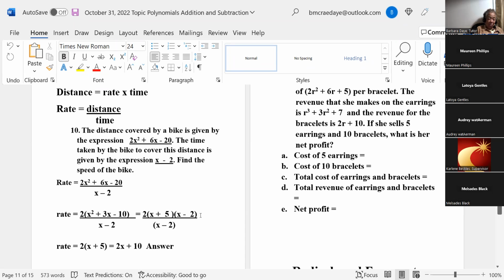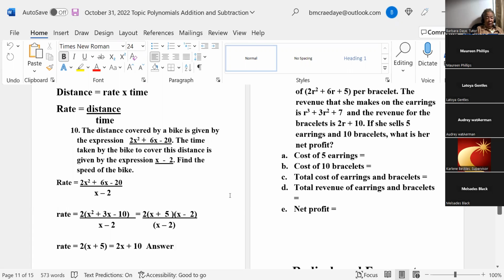So the signs have to be unlike, right? You want to get a plus 3. So that means the bigger number's got to be the plus, the 5. So when you add them, you subtract the 2 from the 5 and you get a plus 3. Okay. You follow, Mercedes? That's how we got the x plus 5 and the x minus 2. Those are the factors of the quadratic.